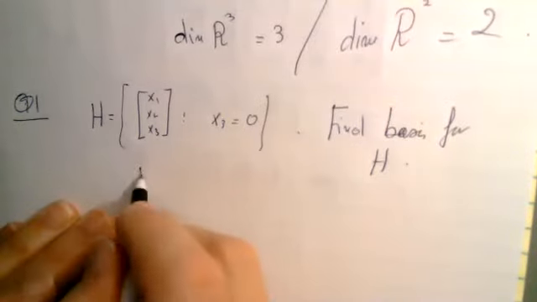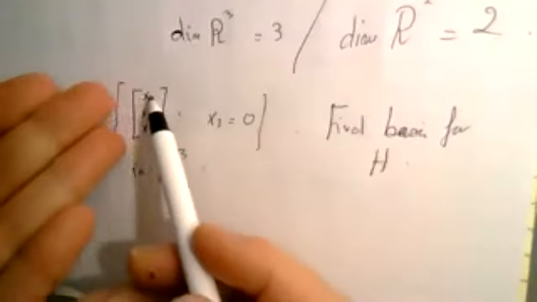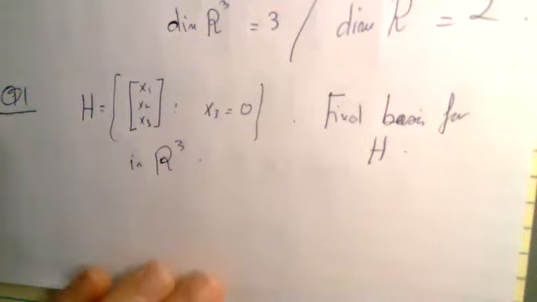First, H is in R3. Let's get that straight. This is in R3 because every vector here has 3 entries. And I want you to find a basis for H. I want this problem geometric because the idea is to build your geometric intuition. What is H geometrically, and how can I find the basis? It's the x1, x2 plane.